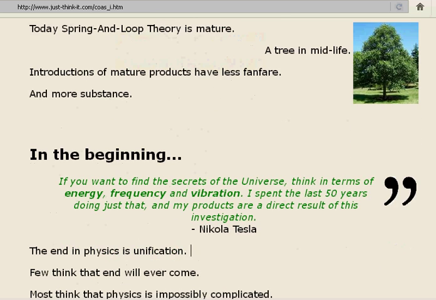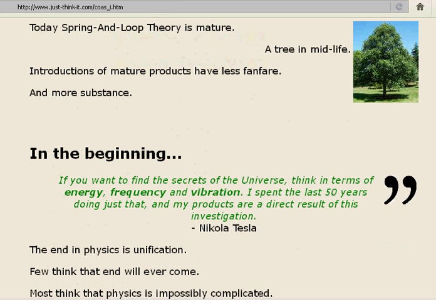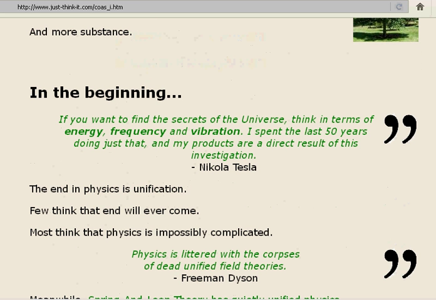In the beginning, if you want to find the secrets of the universe, think in terms of energy, frequency, and vibration. I spent the last 50 years doing just that, and my products are a direct result of this investigation. Nikola Tesla. The end in physics is unification.